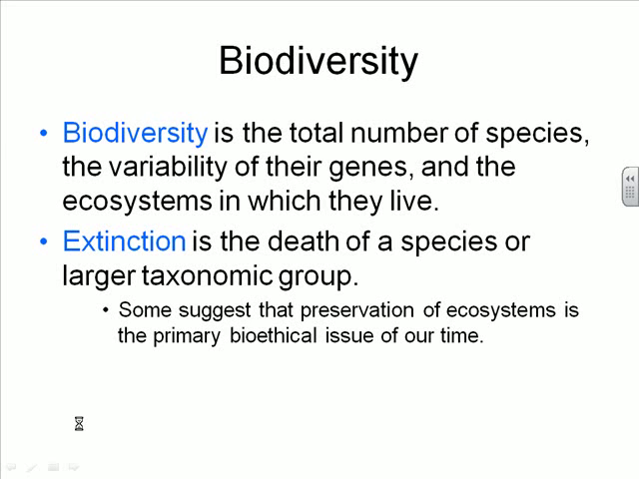Think of someone who is very sickly with a very weak immune system. If the entire population didn't have a variability, some strong, some weak, then something like the flu could wipe out the entire human population. That would lead to something referred to as extinction. Now, we do not have as much extinction because we have a lot of biodiversity. A lot of people say that preserving our ecosystems is one of our primary bioethical issues right now.